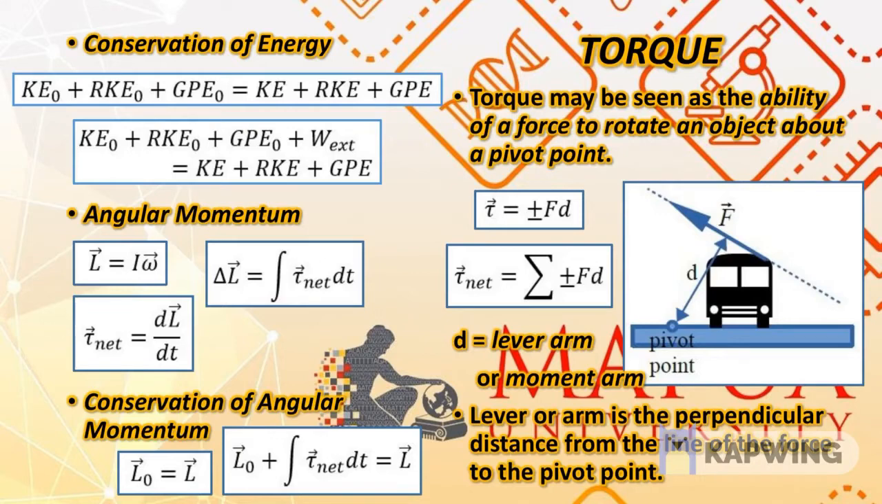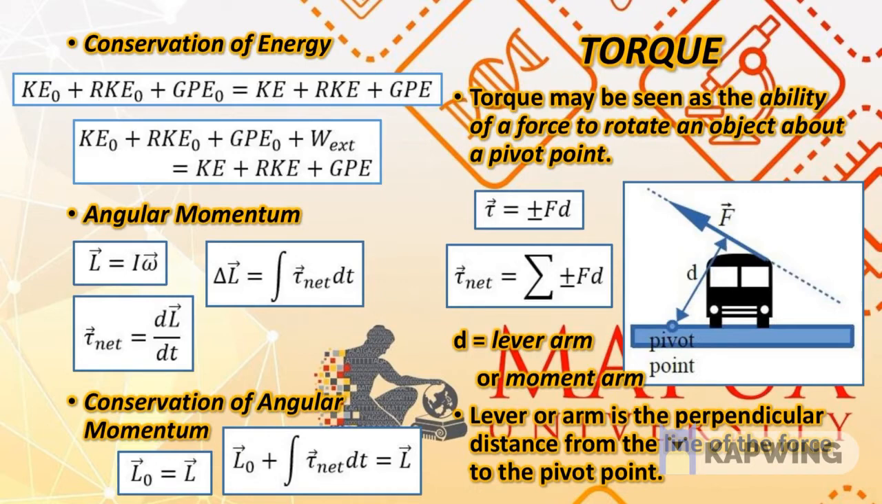Conservation of energy still considers kinetic energy, potential energy, and external work done. Initial energy is still equal to final energy. The total energy is constant. But now, not only do we have linear kinetic energy, we must also consider rotational kinetic energy.